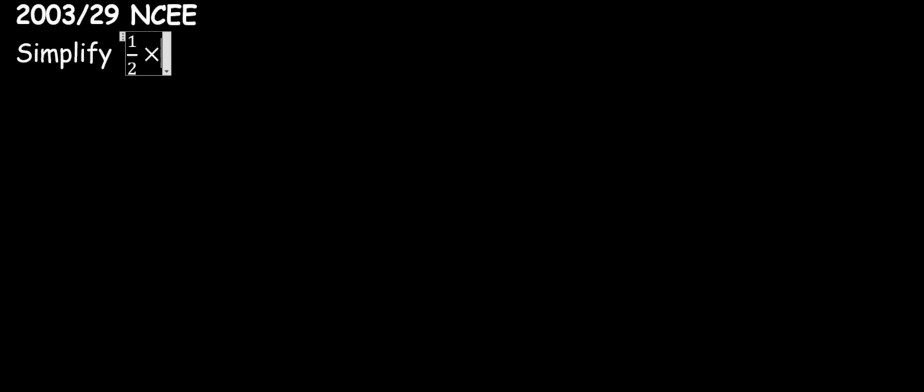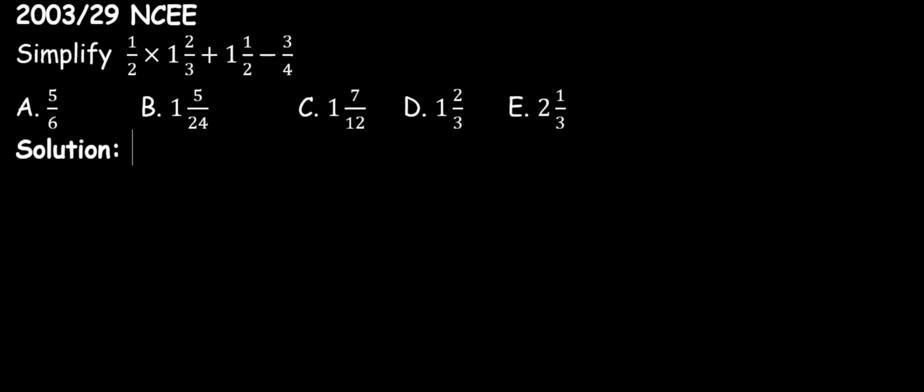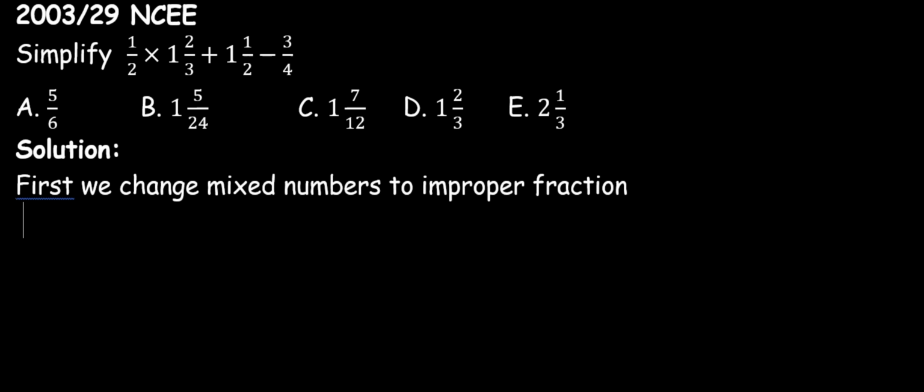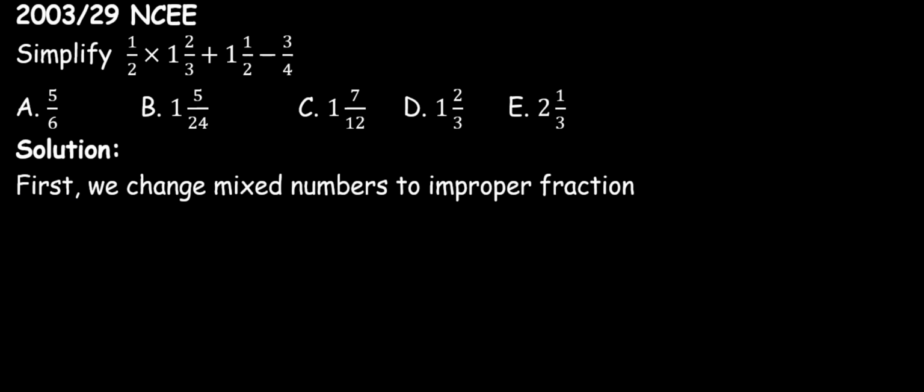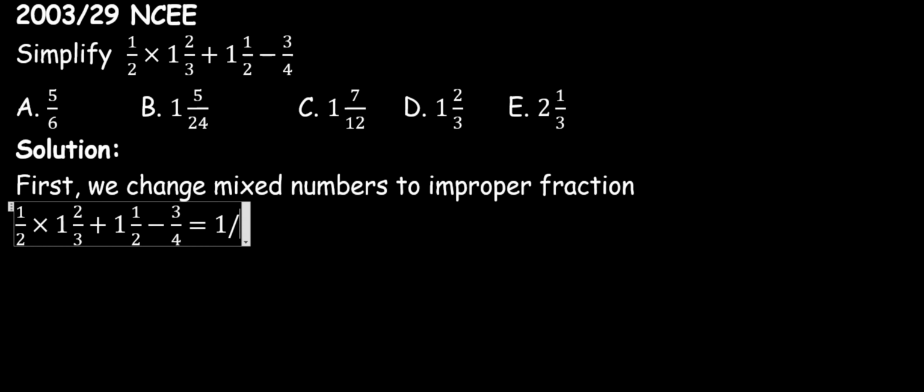Another example. Simplify 1 over 2 times 1 whole number, 2 over 3, plus 1 whole number, 1 over 2, minus 3 over 4. The options are given. Solution. First, we change mixed numbers to improper fractions. That was our given problem, which will be equal to 1 over 2 times 5 over 3 plus 3 over 2 minus 3 over 4.